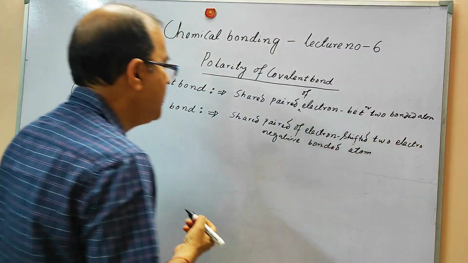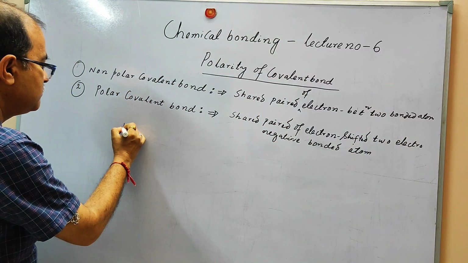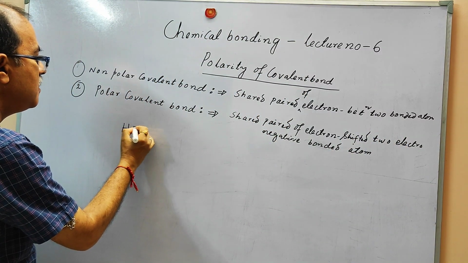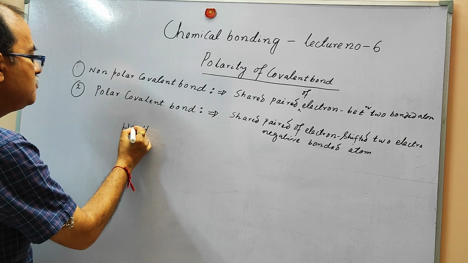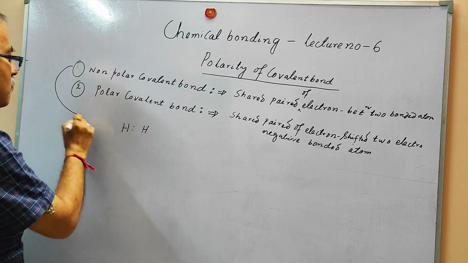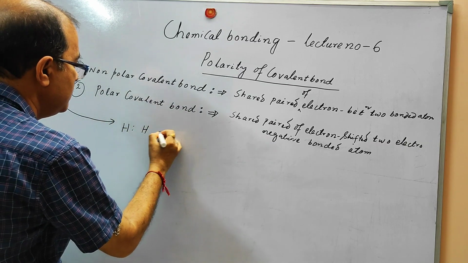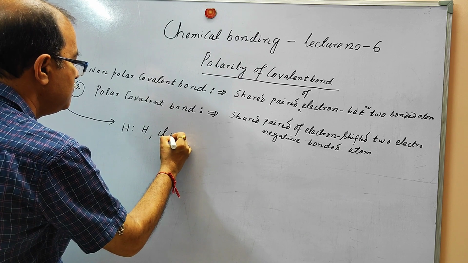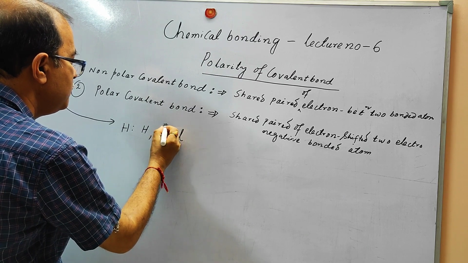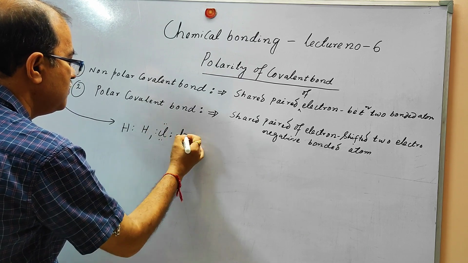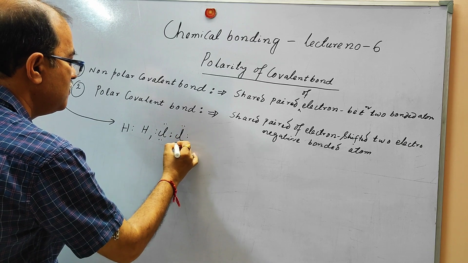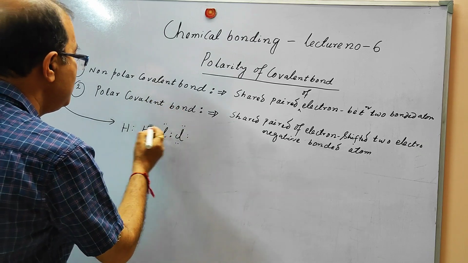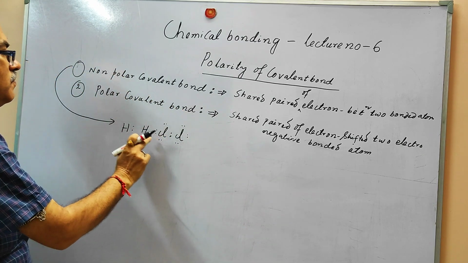So we can write that hydrogen with hydrogen will be a non-polar covalent bond. Hydrogen with chlorine, chlorine with chlorine. These are all non-polar covalent bonds.